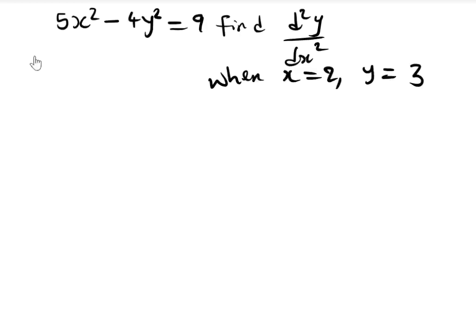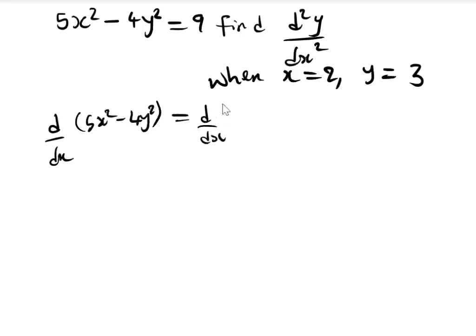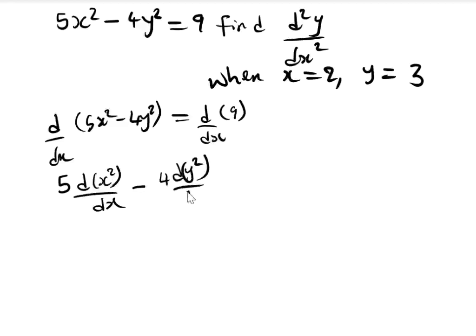To solve this, we shall apply d/dx to both sides. Therefore, d/dx of (5x² − 4y²) is equal to d/dx of 9. So if I open the bracket with d/dx, I'll be having 5 d/dx of x² minus 4 d/dx of y² is equal to d/dx of 9.